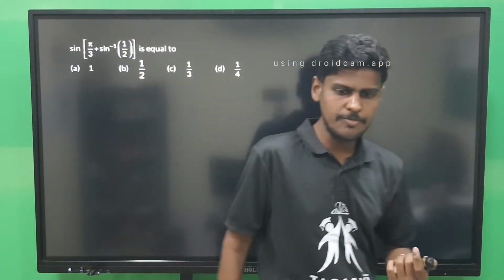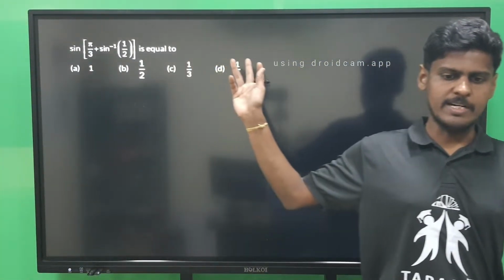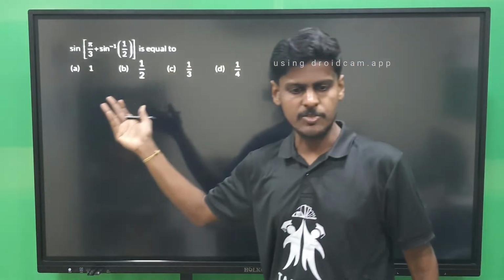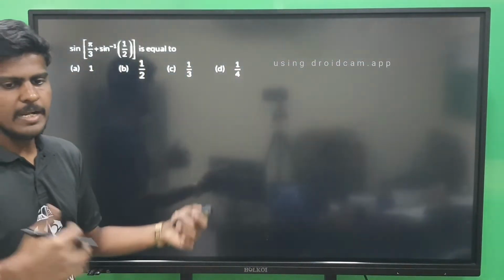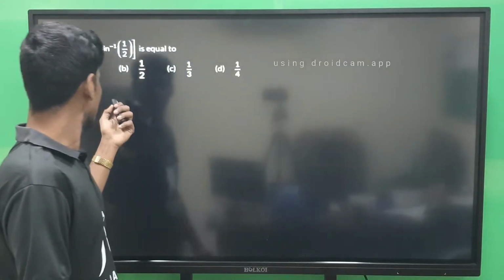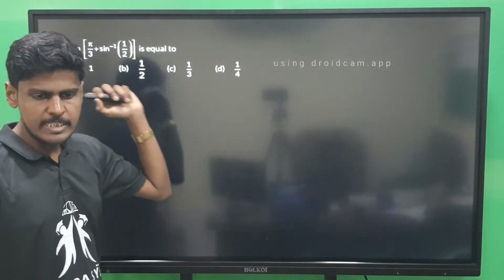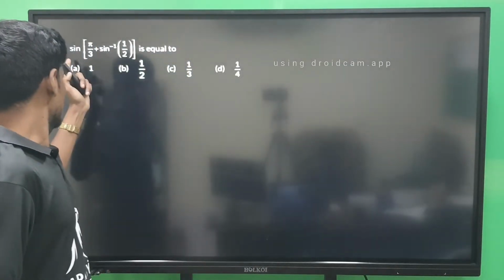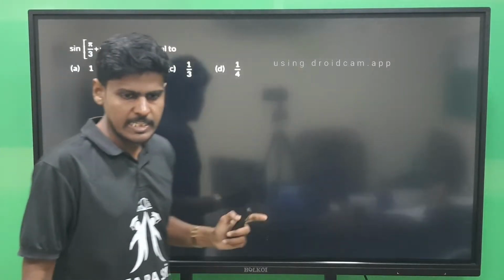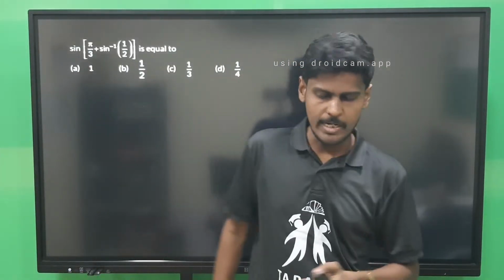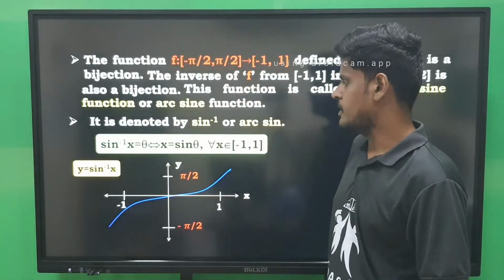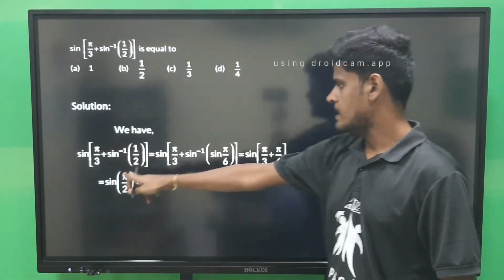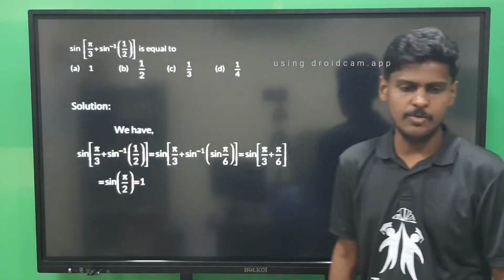We already know how to find trigonometric ratios. You are learning this from class 10, so you are very familiar with this. Sin inverse 1 by 2 will be 30 degrees. And pi by 3 is 60 degrees. So sin of 60 plus 30, sin 90 degree is 1. So what is the correct option? Option A will be the right answer for this question. Answer is sin pi by 2, that is equal to 1.